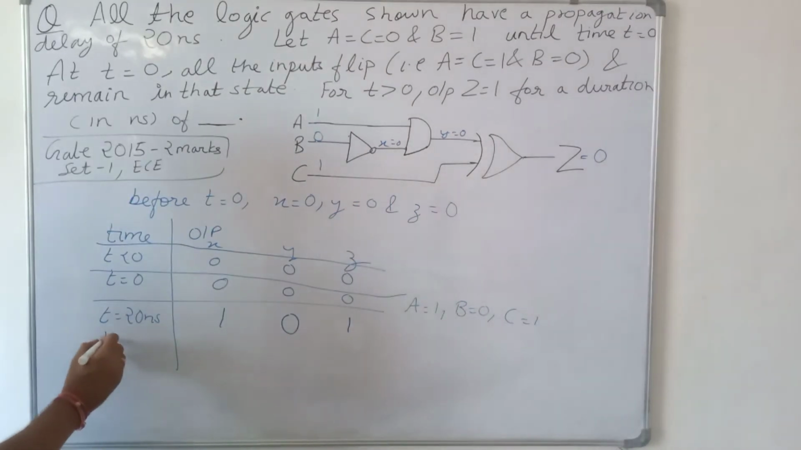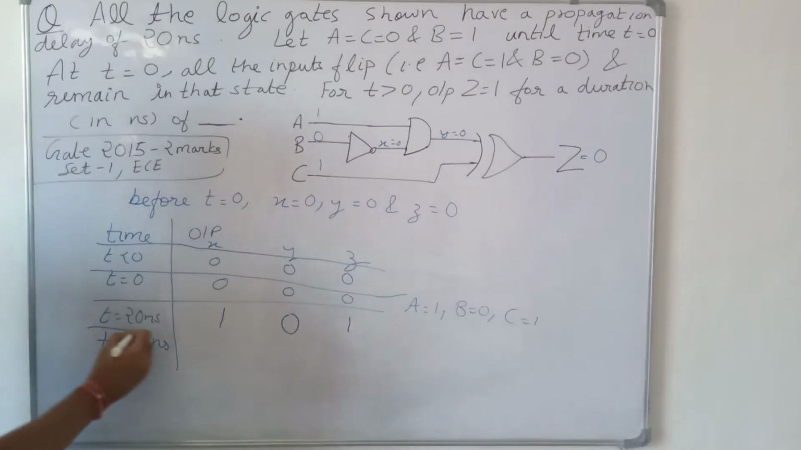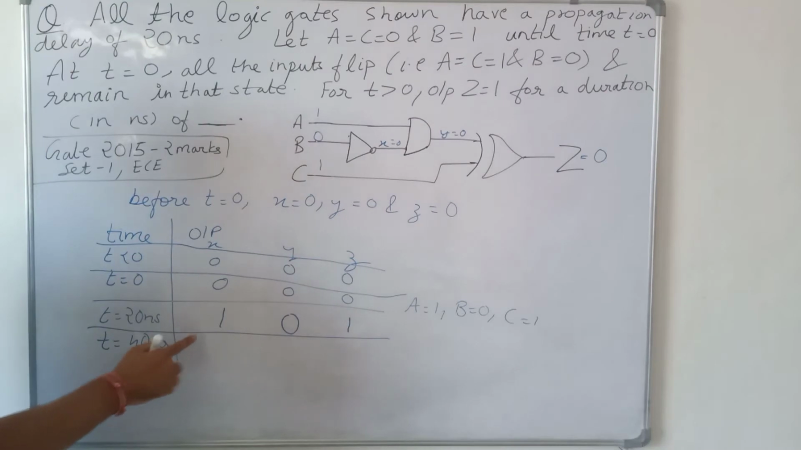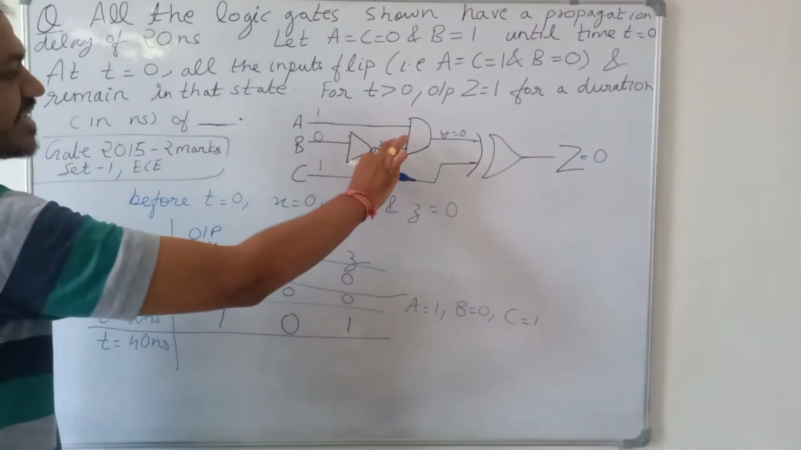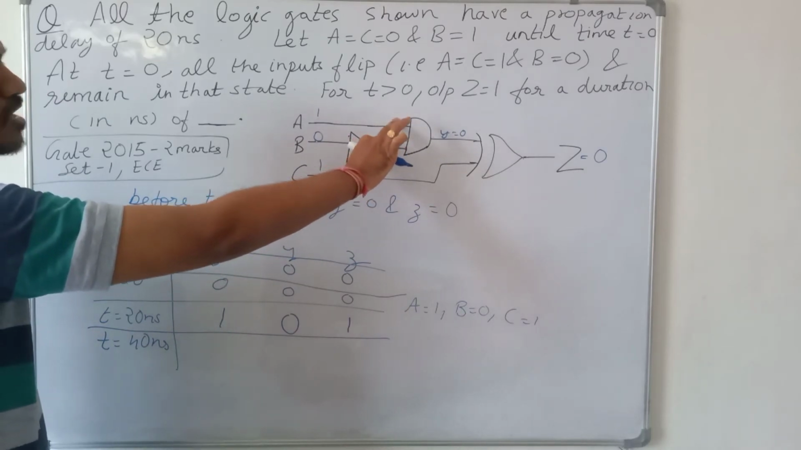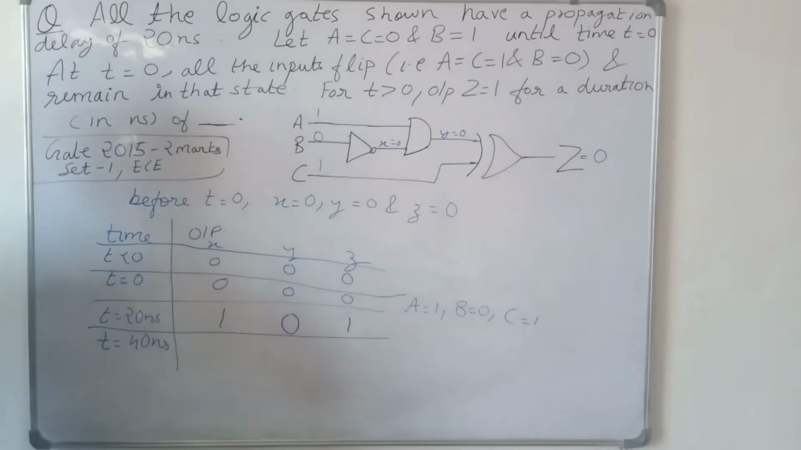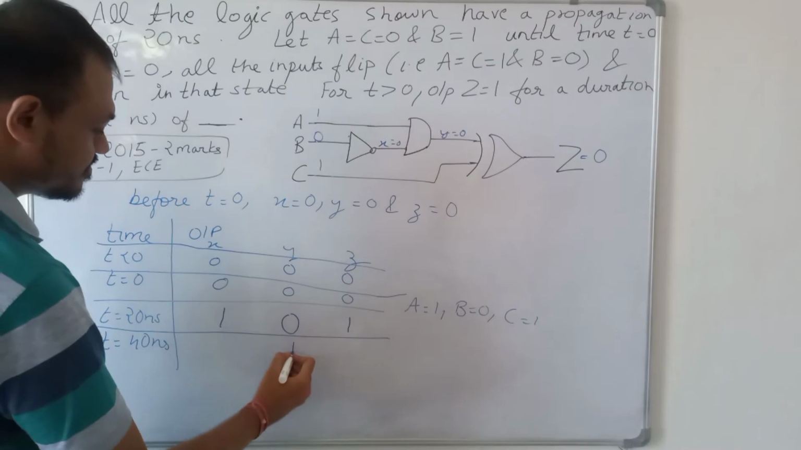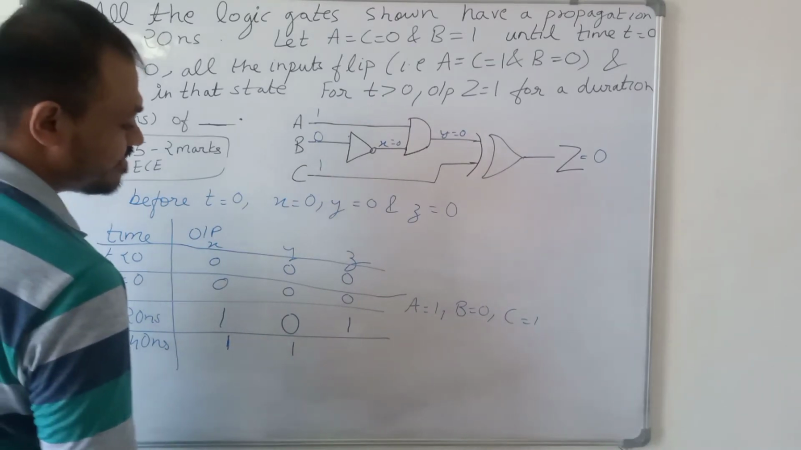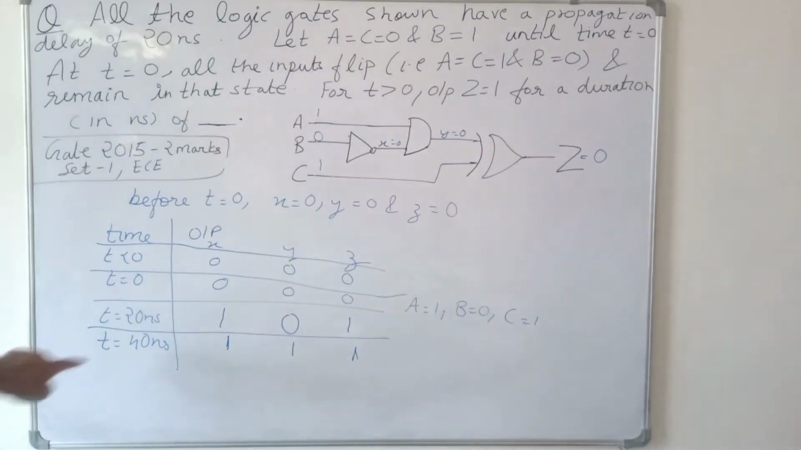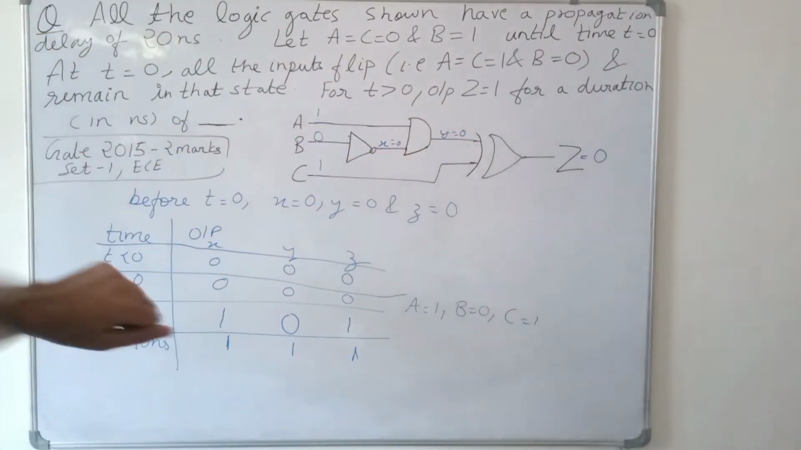Now at t equal to 40 nanoseconds, what has changed is that at t equal to 20 nanoseconds, x has become 1 and a is also 1. So at t equal to 40 nanoseconds, y will become 1, and x will remain as it is and z will also remain as it is, because there was no change in the inputs of z at t equal to 20 nanoseconds.